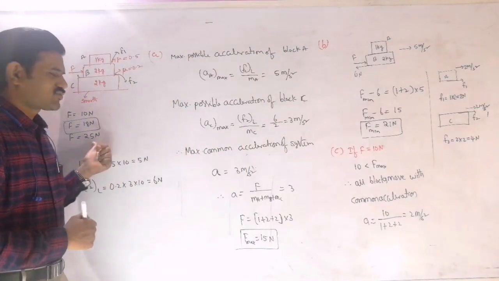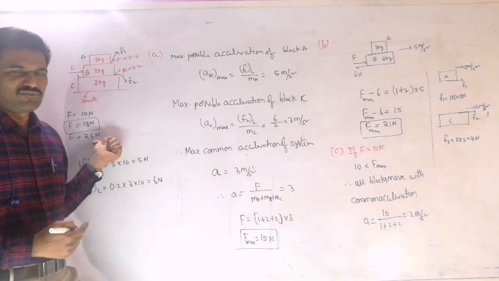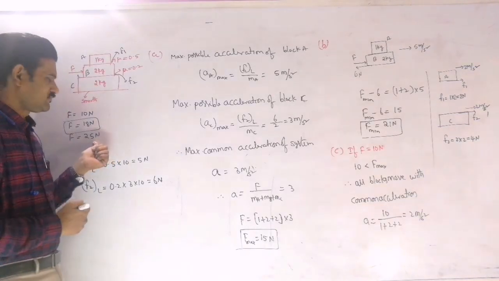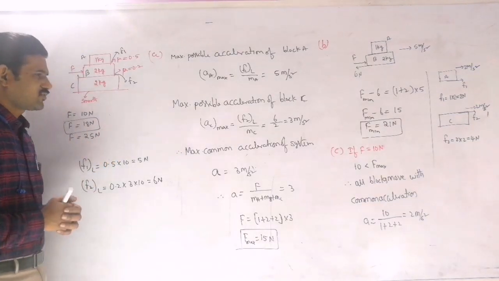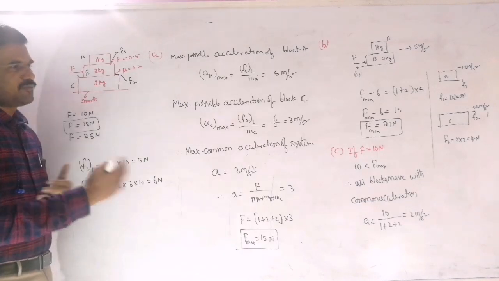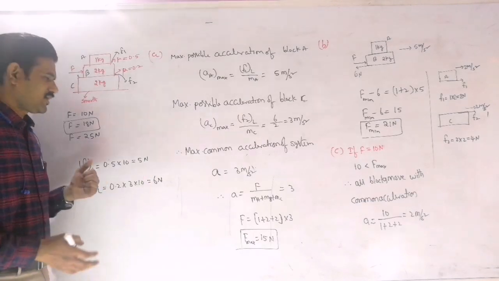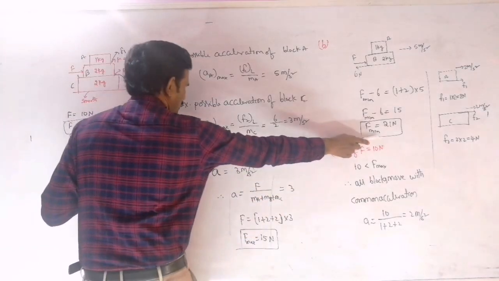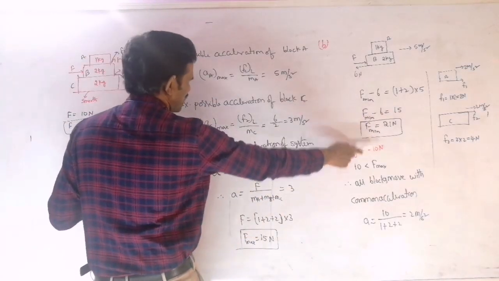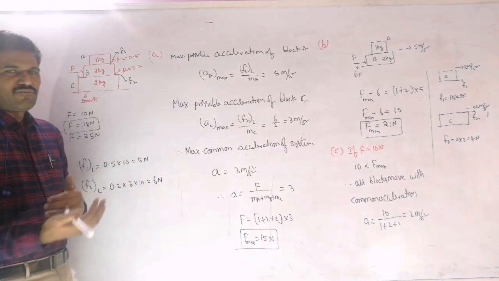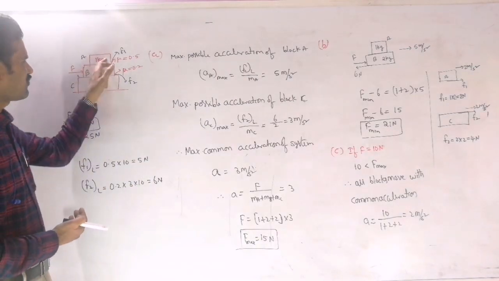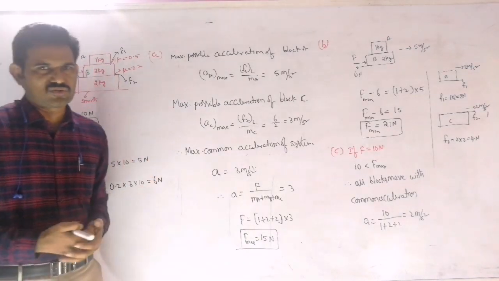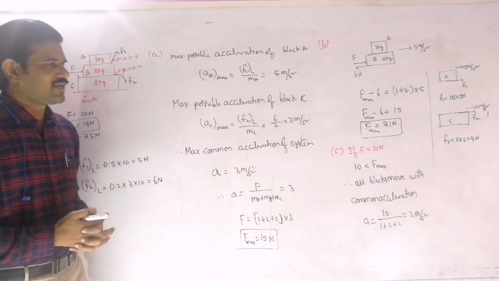And then next, for this 25 newtons also, when the force is 25 newtons, what we can conclude here is that all three blocks will have slipping between all the contact surfaces. Because this value, 25 newtons, is greater than this F minimum here, that means when the applied force is 25 newtons, slipping will take place between A and B also.